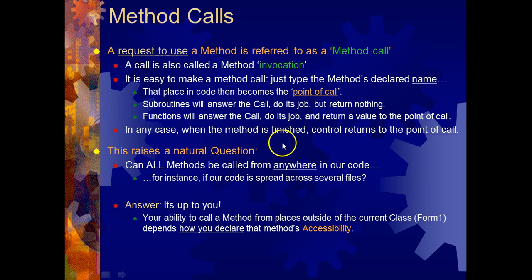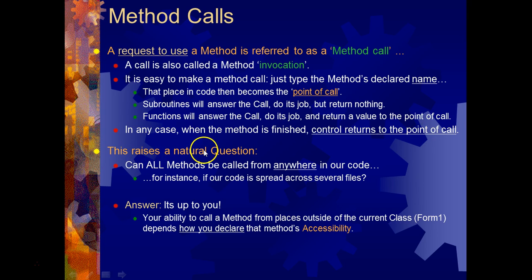In any case, when the method is finished, control returns to the point of call. In other words, when we use a function, a whole lot of extra code gets run in the background. After it's all done, we say that control has shifted to all that code that's being run. And then after all that code that was the function has run, control returns to the point of call, to where we were before.